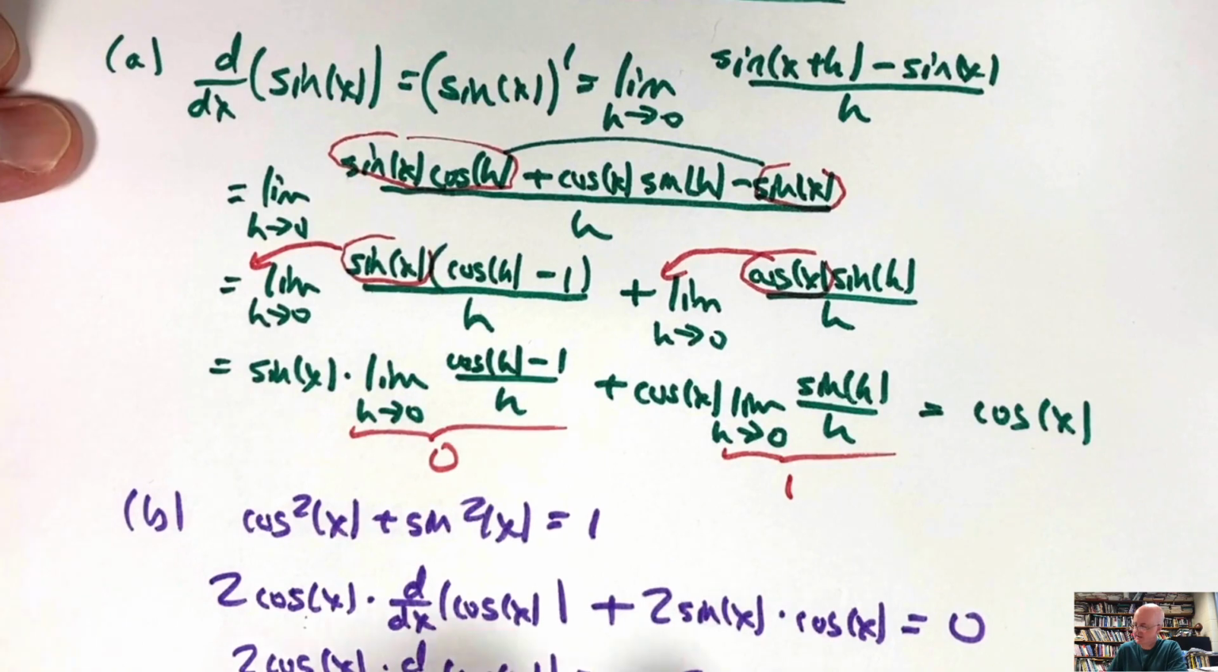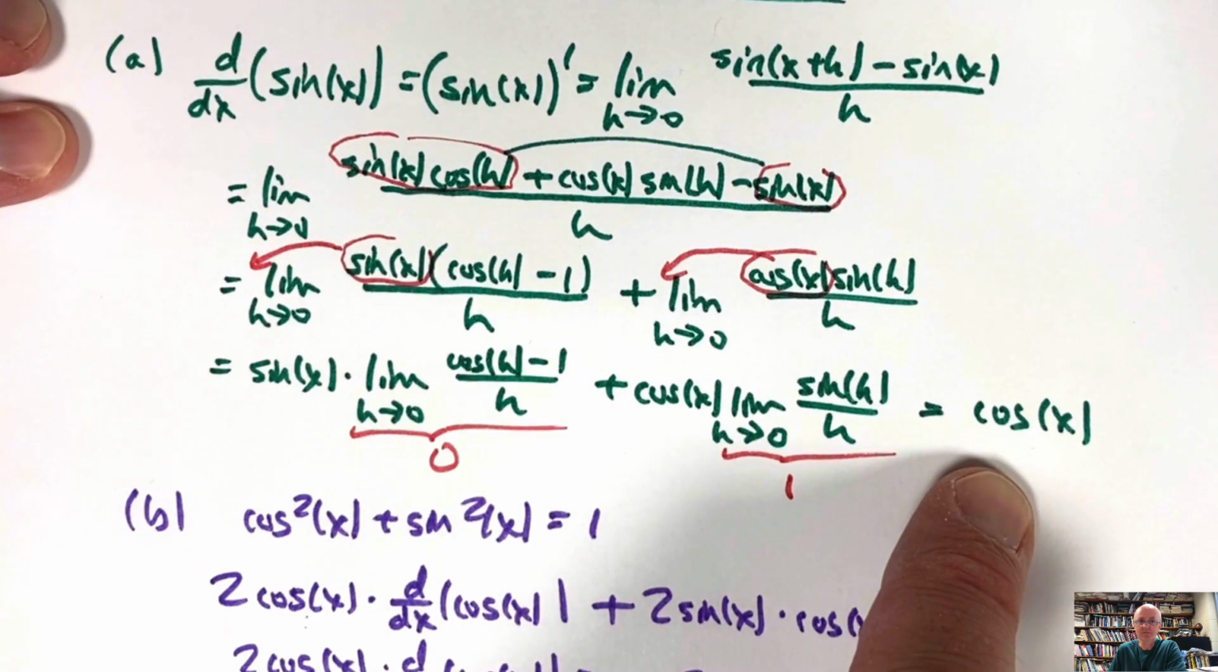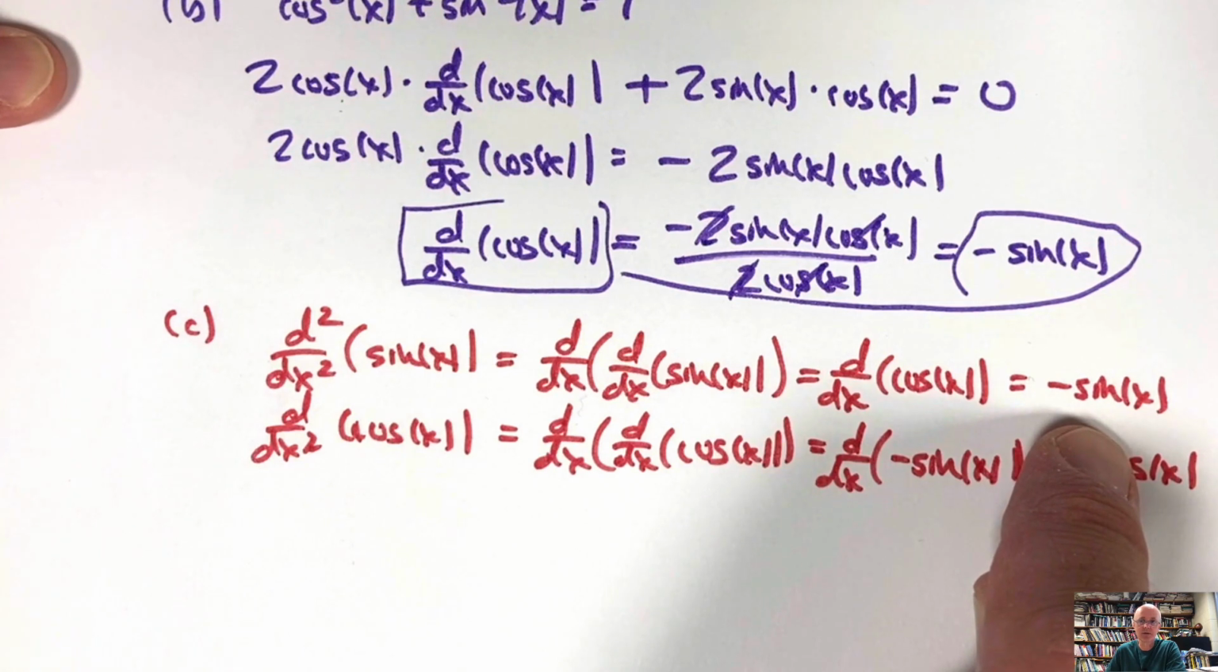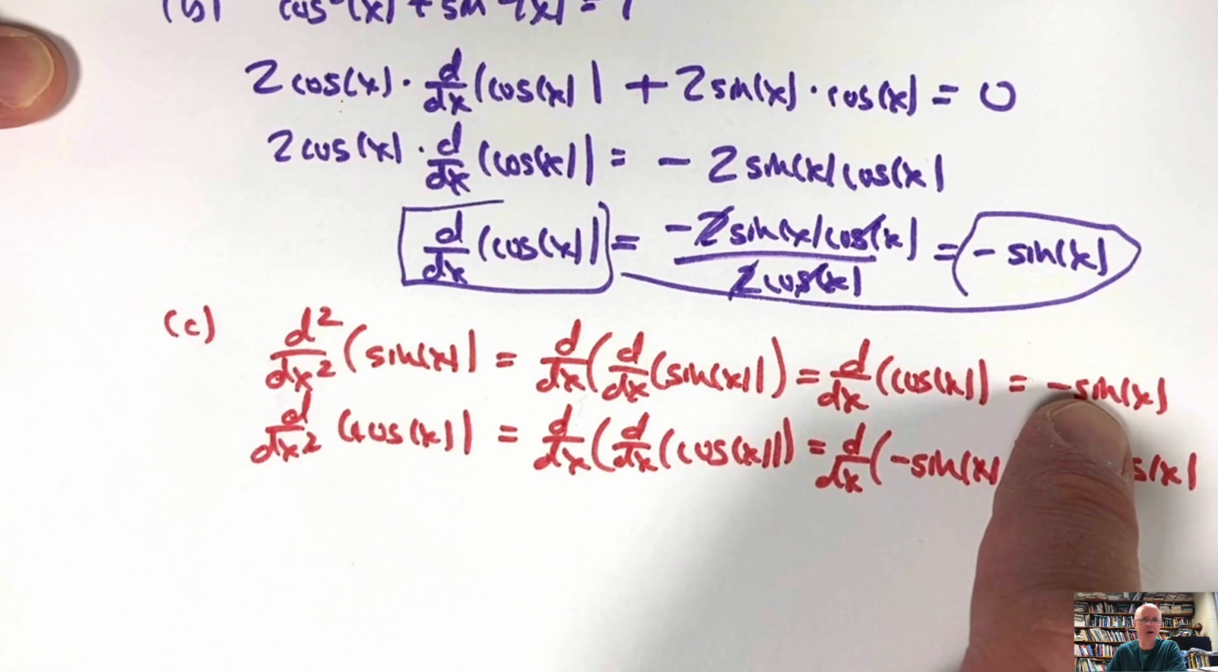So the first derivative of the sine is the cosine. The second derivative of the sine function is the negative of the sine function. Think about it. The third derivative would have to be the derivative of this, which would be the negative of the cosine function. The fourth derivative would have to be the derivative of the negative of the cosine function, which is back to positive sine.